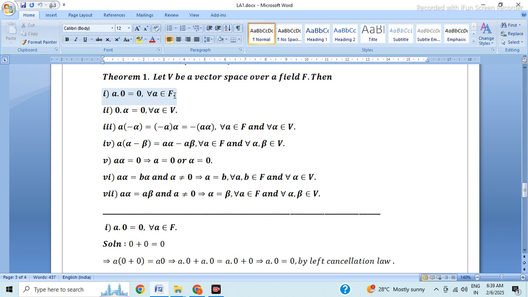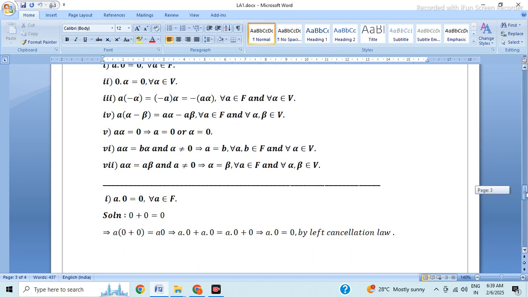First one, what is the first condition? V is a vector space, means we have to prove A into 0 equal to 0. That we know, A into 0 is 0. But how do we prove that A into 0 is 0? By using all the conditions of a vector space. For that, we have to use the definition of a vector space and prove each one by one. First we will prove A into 0 is 0 for every A belongs to F.